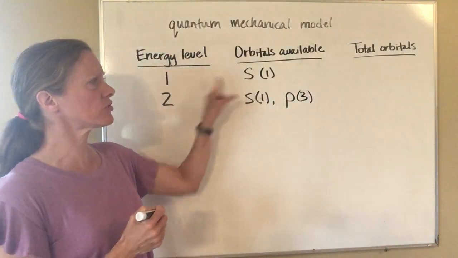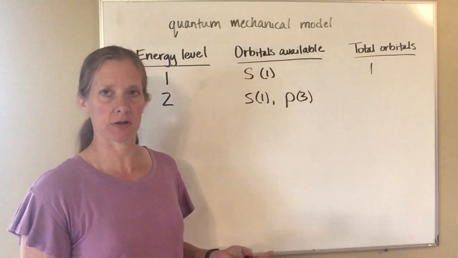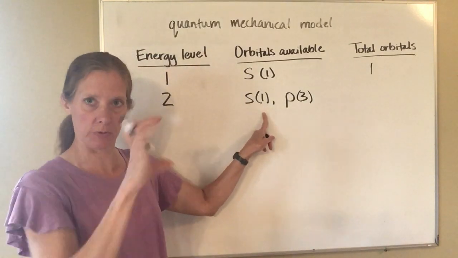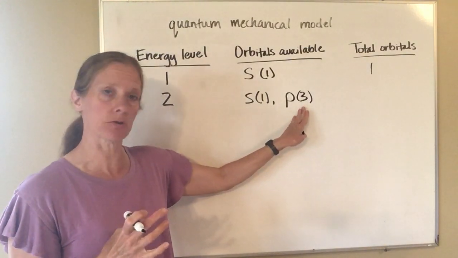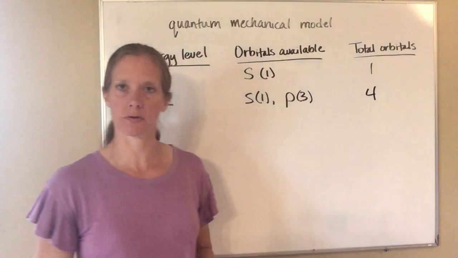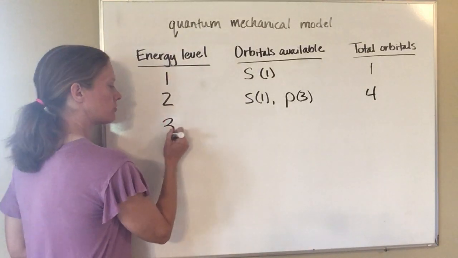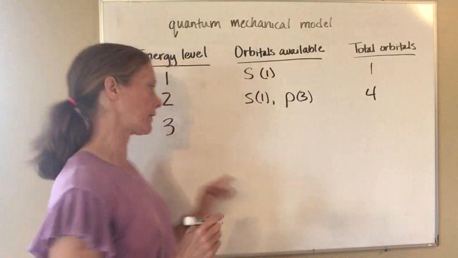So that means at the first energy level, I only have 1 orbital available to put any electrons in. At the second energy level, I have 1 s orbital, the spherical shaped ones. I have 3 p orbitals, which are the dumbbell shaped ones. And so that gives me a total of 4 orbitals at the second energy level. And when I get up to the third energy level, and again, I just keep going out further and further from the nucleus of the atom.